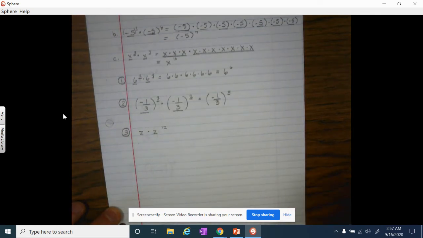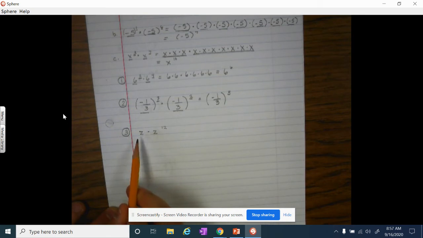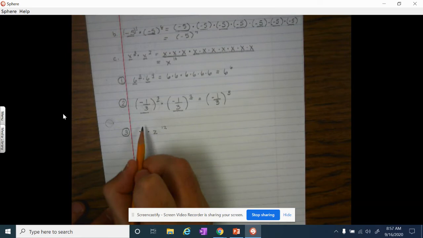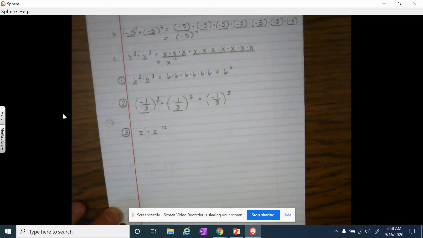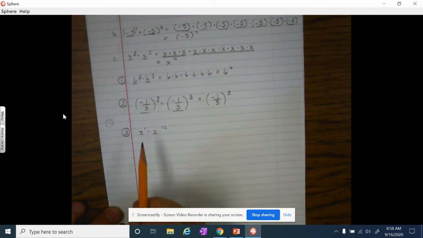And then the third one is going to be z times z to the 12th power. Once again, we get to the part where, oh wait, I don't see an exponent. If you do not see an exponent, it is always to the first power. Make sure it is to the first power. If you do not see an exponent, don't put it to the zero power. There's a big difference between something to the zero power and something to the first power. So if you do not see an exponent, replace it with a 1.